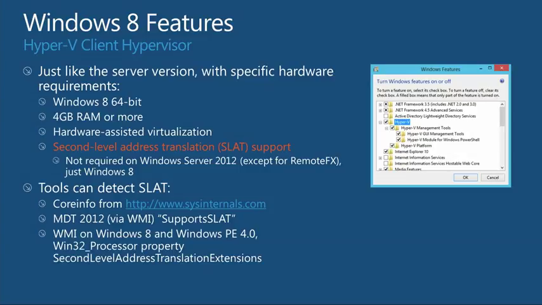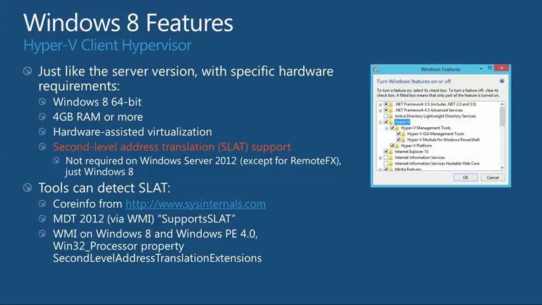You can also do this with MDT. It will set a task sequence variable called SupportsSLAT. If that's set to true, then you'll be able to tell that, yes, this machine supports SLAT. The basic way that it's doing that is it's querying WMI from within Windows PE 4.0. It includes a new property on the Win32_Processor class that indicates that the machine includes the necessary support.